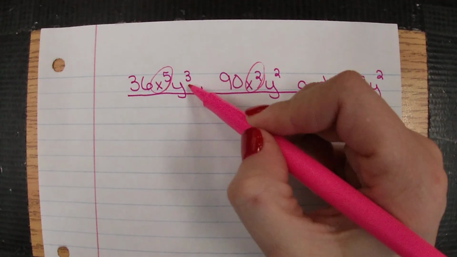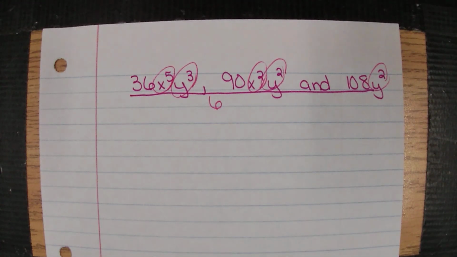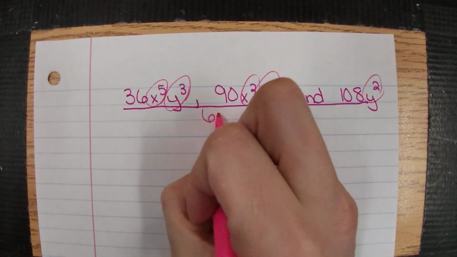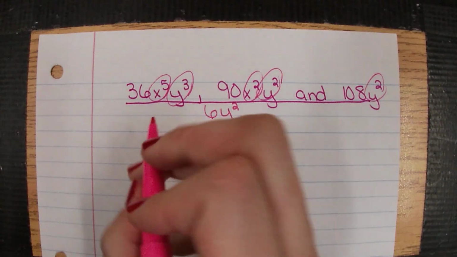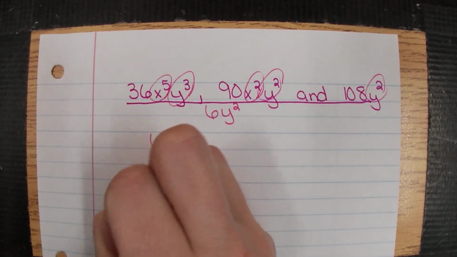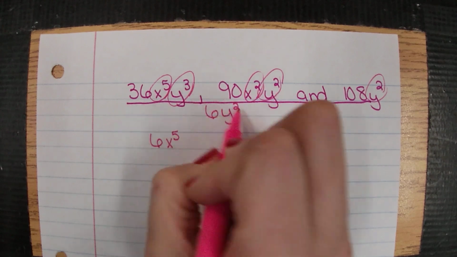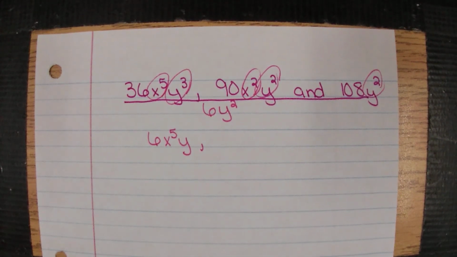Then we are going to look at the y's. We have a y, and a y. They do all have the y. We are going to take the smallest exponent. So I'm going to divide out a 6y squared. So 36 divided by 6 is 6. x to the 5th, I subtract the y. Okay, and then you're just going to keep going.